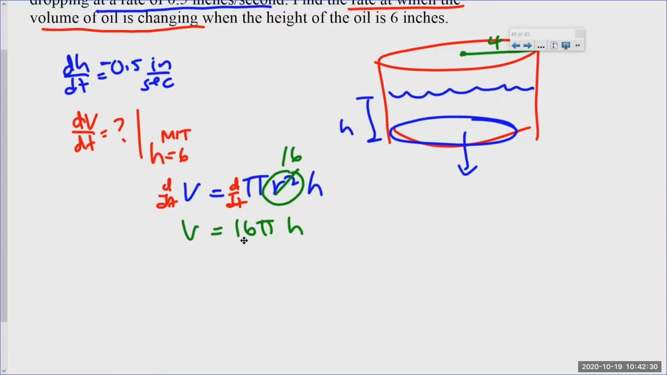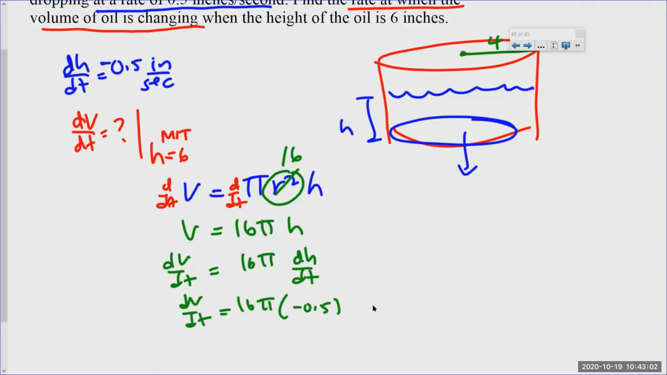Guys, once I get here, do you see how easy this is to take the derivative? Like with H's and R's, that was so hard. But guys, what's the derivative of V? dV/dt. What's the derivative of 16 pi h? 16 pi, but don't forget, dH/dt. And look how easy this is. What am I trying to solve for? dV/dt. Do I know what dH/dt is? Negative 0.5, right? So because that's really just 1/2, this becomes negative 8 pi.